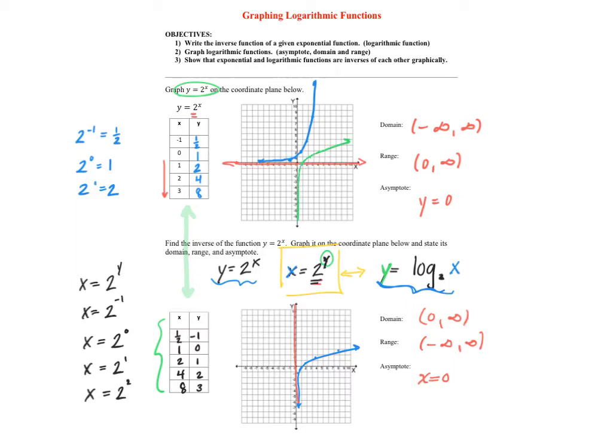And you can see that those two graphs are symmetric over that y equals x line. Start at the origin, slope is positive 1. There's my line of symmetry.